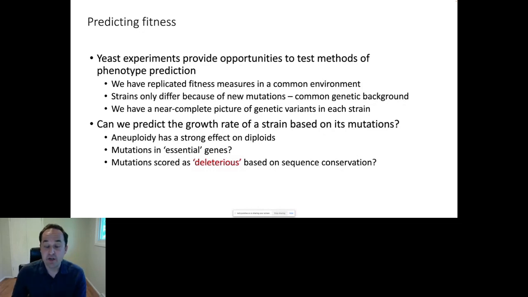We know already that aneuploidy has a strong effect on diploids, so we're going to account for that. We may be interested in whether mutations are occurring in genes that are considered essential, so genes in which a knockout would be lethal. And we can also consider non-synonymous mutations in protein coding genes as either deleterious or not deleterious based on sequence conservation. So that's what I'm going to talk about next.